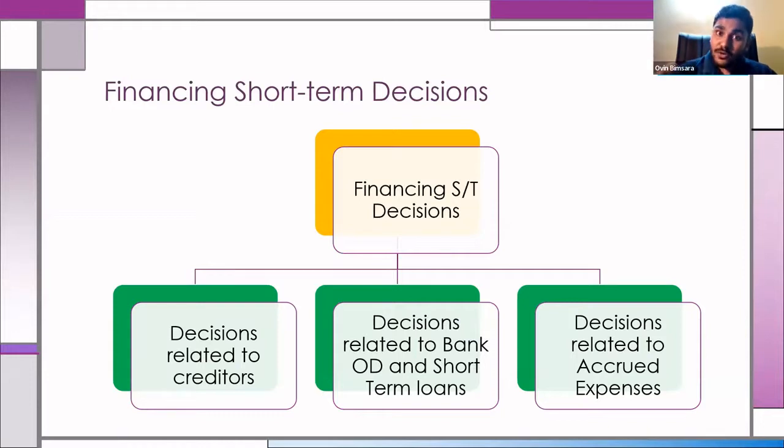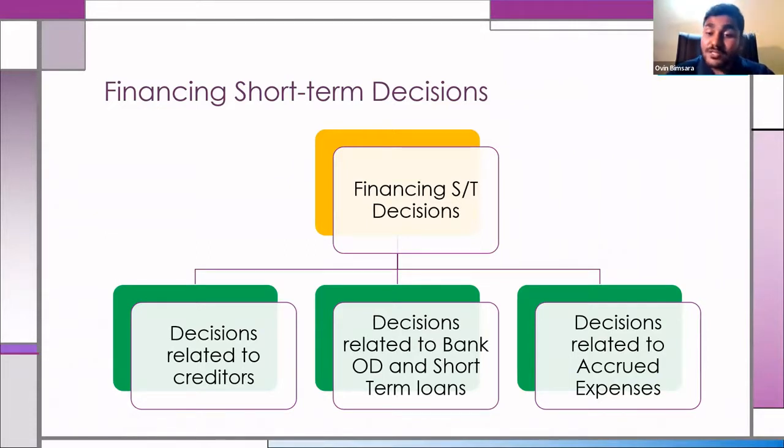When it comes to OD, or an overdraft, that means in our current account, we have written checks for a higher amount than the balance we have in the bank. For example, we have 10 million in our current account, but we have written checks for 15 million. That means for 5 million, we have taken a short-term loan from the bank. That is what we call an overdraft. So we need to think about the overdraft or any other short-term loans that we have obtained from different sources, maybe something like commercial paper.